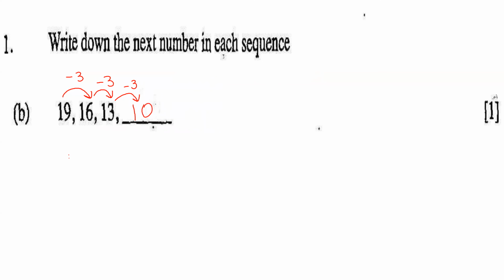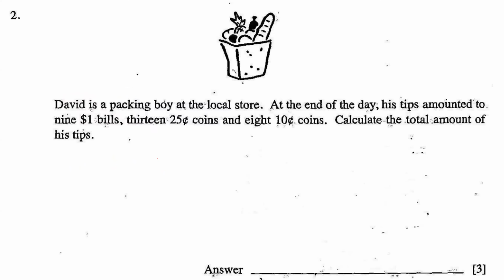So in order to get our missing number for this, we subtract 3 from 13. So 13 minus 3 is definitely 10. So that's how we're going to get our missing number. Both of these are called arithmetic sequences. And so we are going to look at question number 2. So the first answer was 14. The second answer is 10.